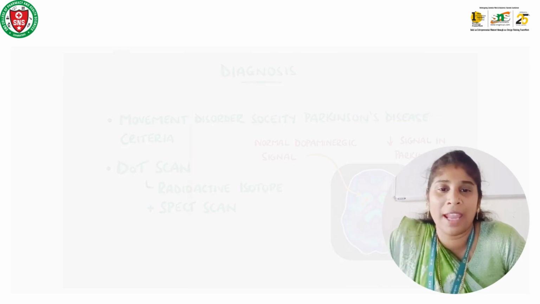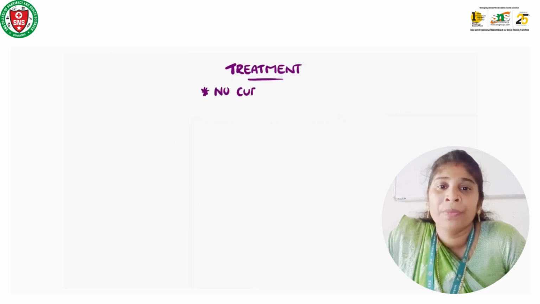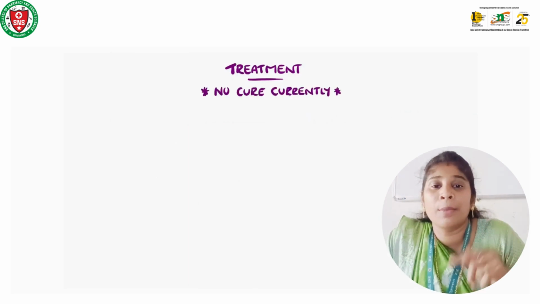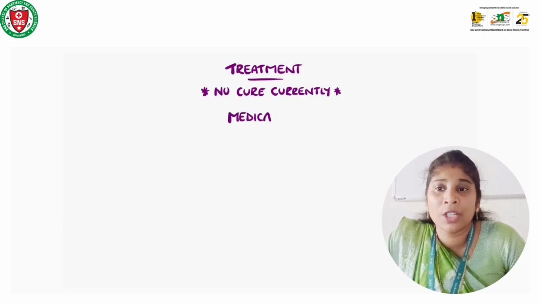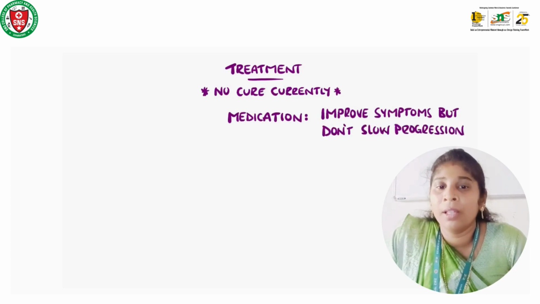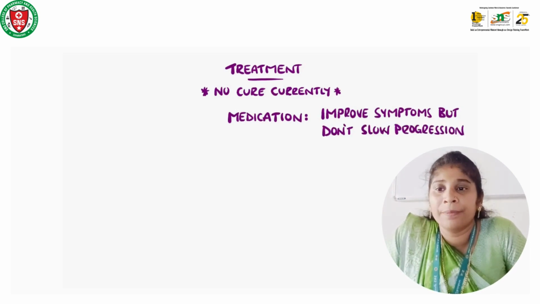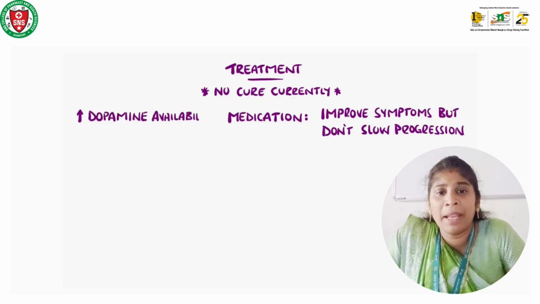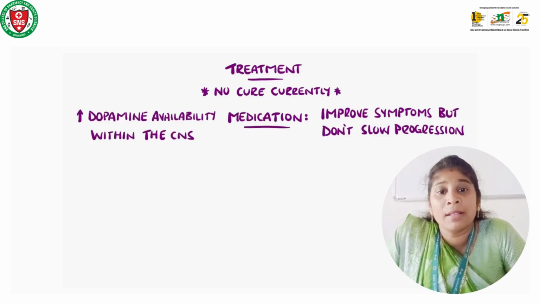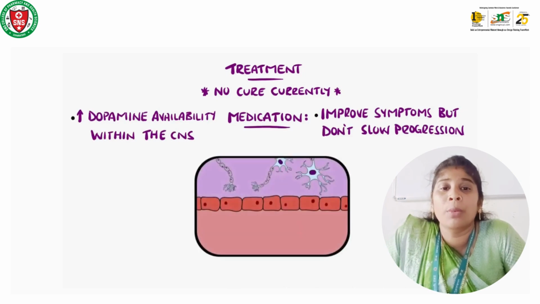Then the third one is age, which of course we need to accept. Mean age is about 60. So 5 to 15% are affected before 40, and about 17% of people will be affected with Parkinson's after 60. And comparing male and female, male is greater than female. The ratio is about 1.5:1.